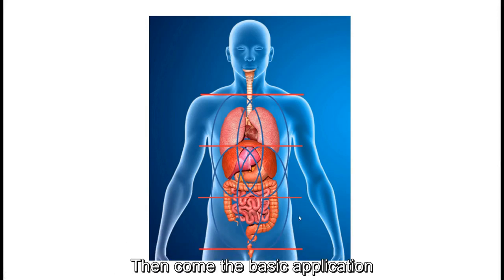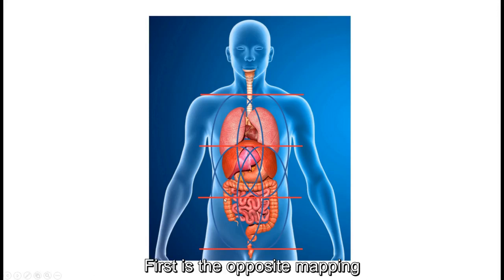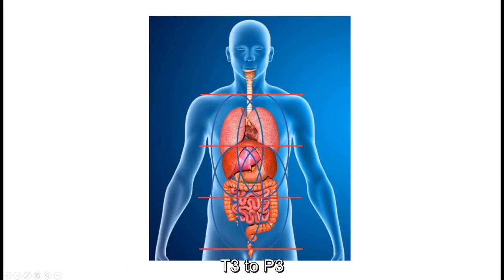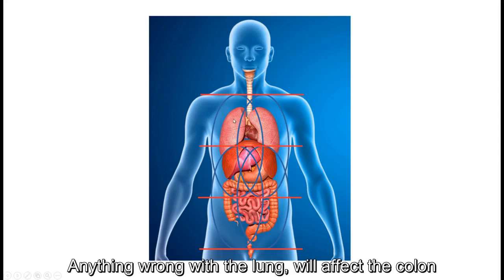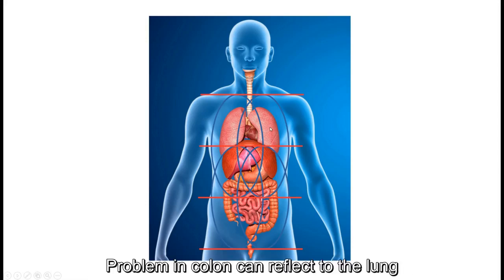Then comes the basic application. There are a few basic rules in the mapping of reflexology. First is the opposite mapping. T1 of thorax is reflected to P1 of pelvic, T3 to P3. Then you know, the lung is reflected to the large intestine or colon. Anything wrong with the lung will affect the colon, and vice versa. A problem in the colon can reflect to the lung.